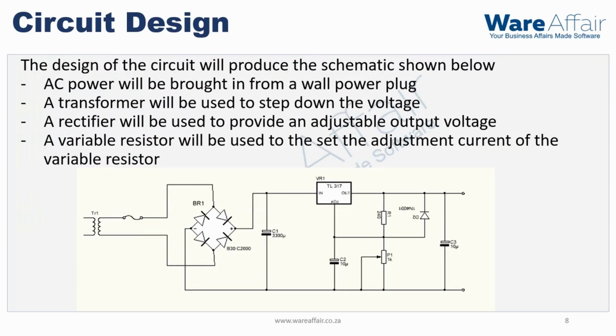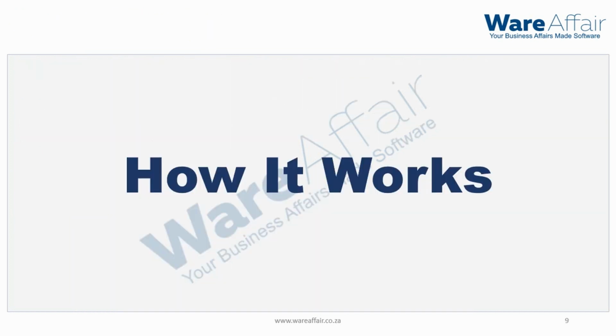Let's take a look at the circuit design. AC power will be brought in from a wall power plug. A transformer will be used to step down the voltage. A rectifier will be used to provide an adjustable output voltage. A variable resistor will be used to set the adjustment current of the voltage regulator.